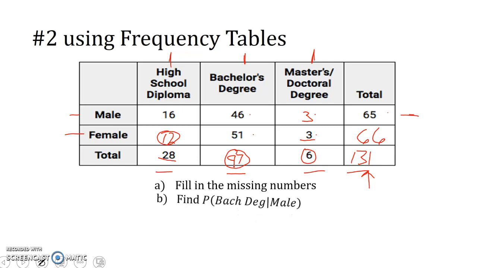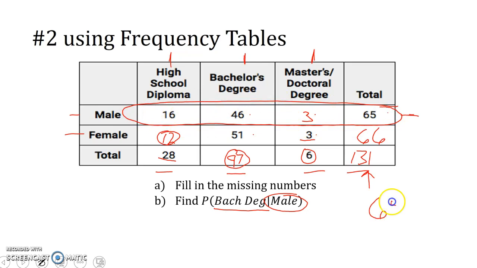All right, next thing that they're going to want us to do here is to find the probability that you have a bachelor's degree given that you're a male. So we're only talking about the males. I'm only interested in this row. And how many males do I have? Well, 65 of them. And that's the probability of B.